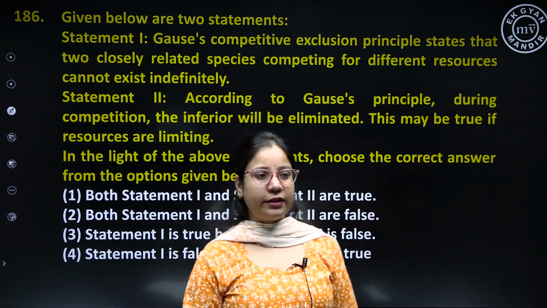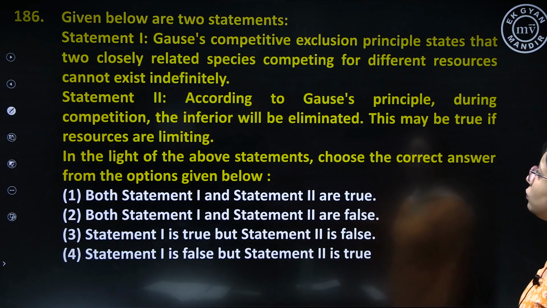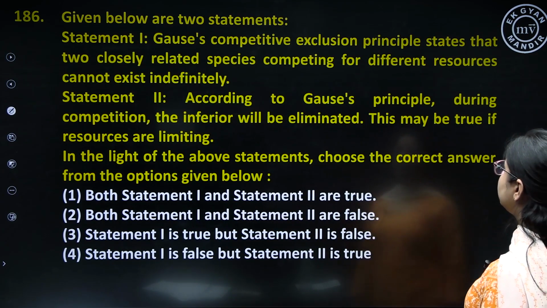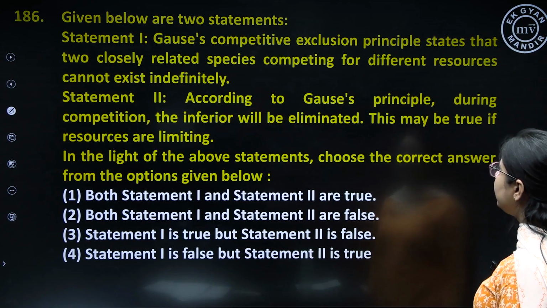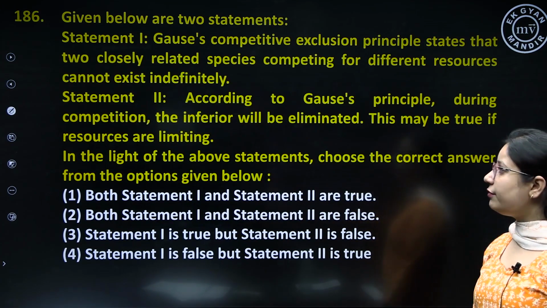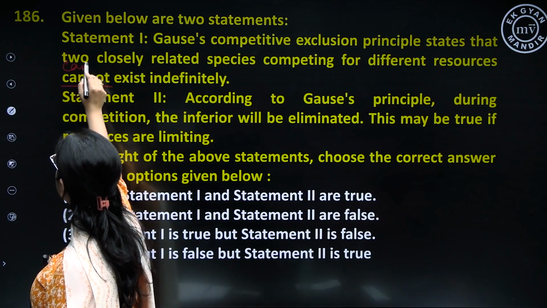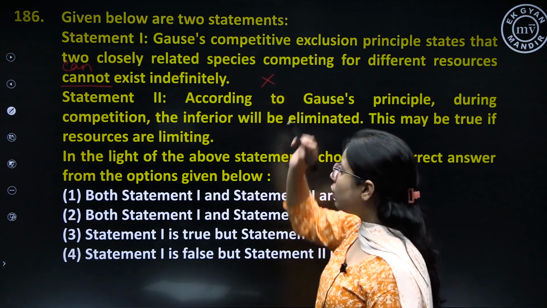We now come to section B. Question 186. Given below are two statements. Statement 1, Gauss's competitive exclusion principle states that two closely related species competing for different resources cannot exist indefinitely. But here "cannot" is wrong, they can exist indefinitely. So this statement is wrong.